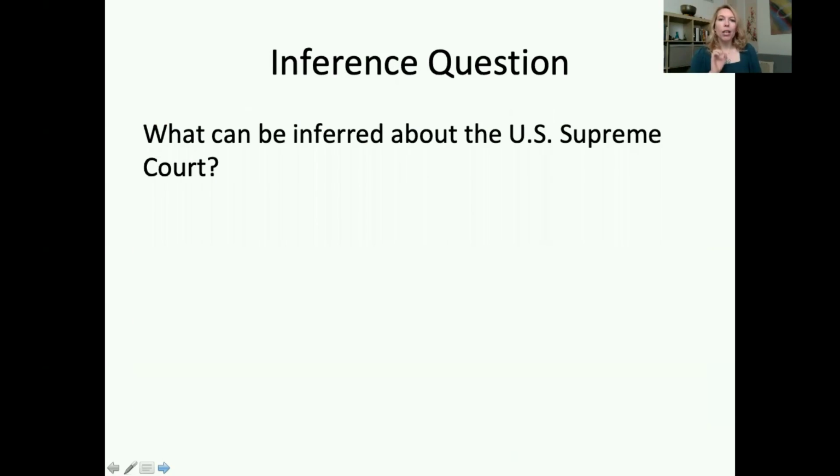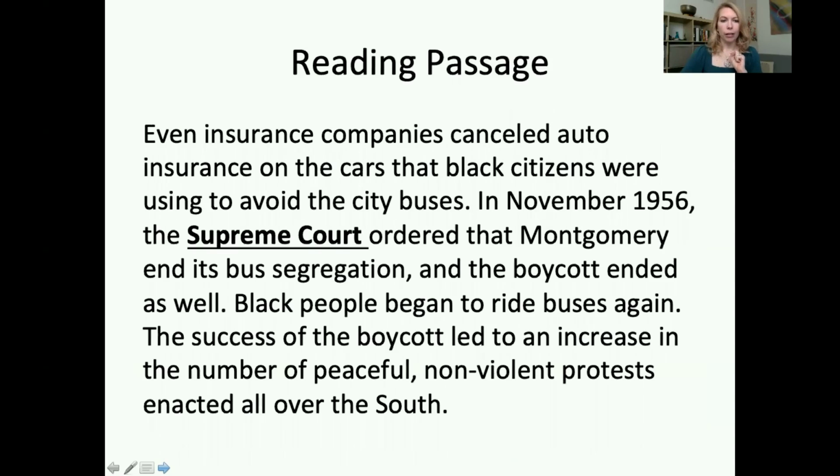Okay, so here's our inference question. What can be inferred about the US Supreme Court? Let's say we've read our passage and we've located the keyword US Supreme Court. And it's right here. So I'm just going to read this passage. It's the only place in the whole reading passage that the Supreme Court is mentioned.